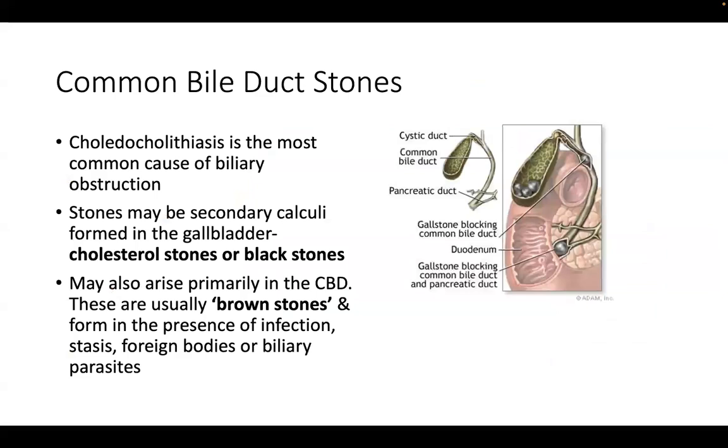So common bile duct stones, basically cholelithiasis, is the most common cause of biliary obstruction. Stones may be secondary calculi formed in the gallbladder. These can be cholesterol stones or black stones. They can also give rise to stones primarily caused in the CBD. These are usually brown stones and form in the presence of an infection, stasis of bile, foreign bodies, like if there is a stent, or biliary parasites.